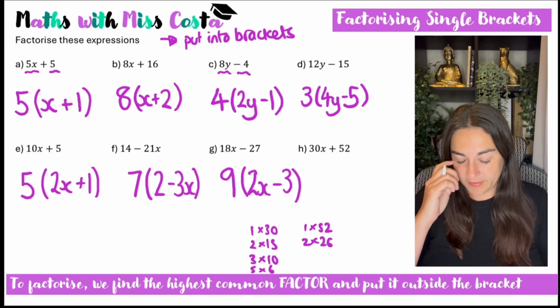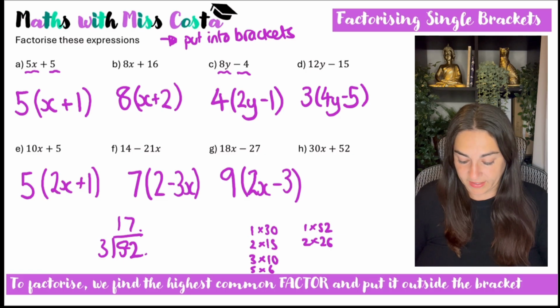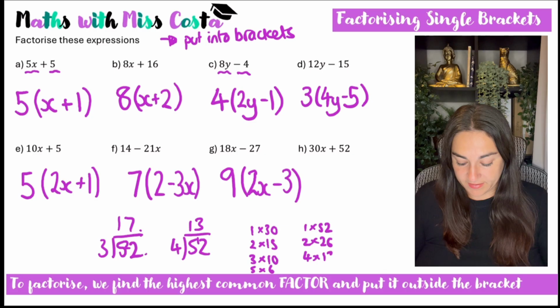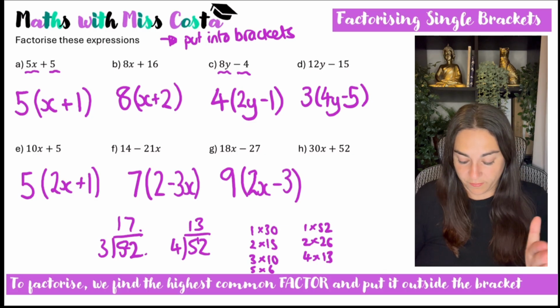Does 3 go into it? So does 3 go into 52? 3's into 5 go once, remainder 2, 3's into 22 go 7, and then it's a decimal, so that 3 doesn't go into it. 4, does 4 go into 52? 4's into 5 go once, remainder 1, 4's into 12 go 3 times, so I know that 4 times 13 goes into it. 5 doesn't go into 52 because it doesn't end in a 0 or a 5.